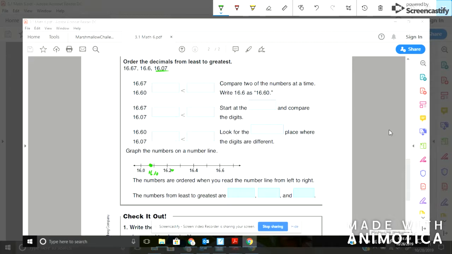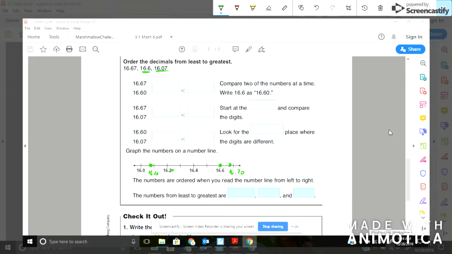And then I've got $16.60 would be next. And then I've got $16.67. Well, if this was 16.70 here, 16.67 would be like right here. Okay, so the numbers are ordered when you read the number line from left to right.